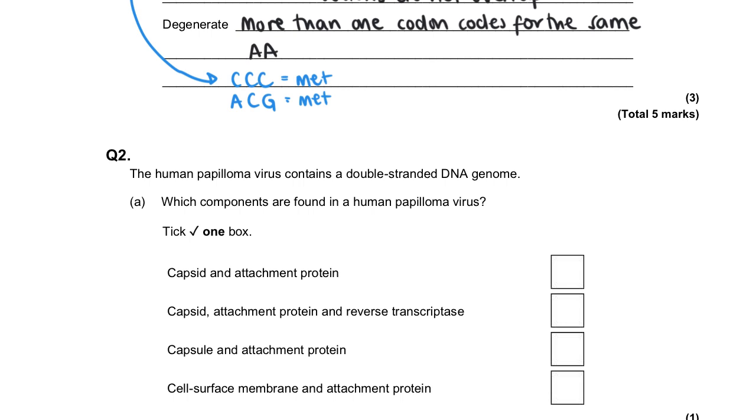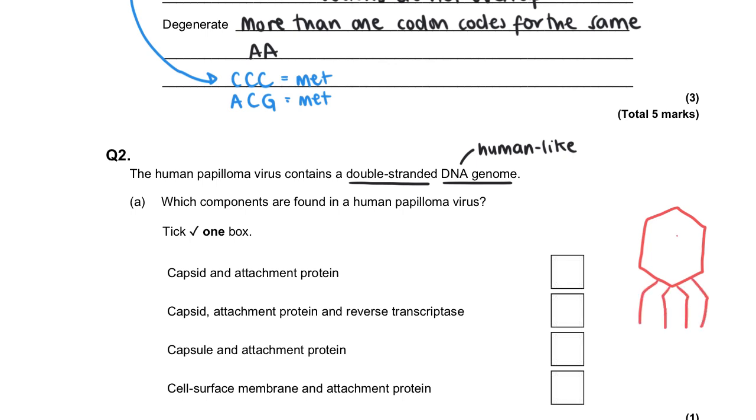So in this question, we're discussing the human papillomavirus, which contains double-stranded DNA genomes. Okay, this tells me that it's already got a human-like genetic material, or an animal-like genetic material even. And which components are found in a human papillomavirus? Well, we know that because of our viral structure, which typically looks something like this. So we've got this capsid, we're going to have some attachment protein legs, there's going to be some genetic material on the inside, there could also be some enzymes, for example.